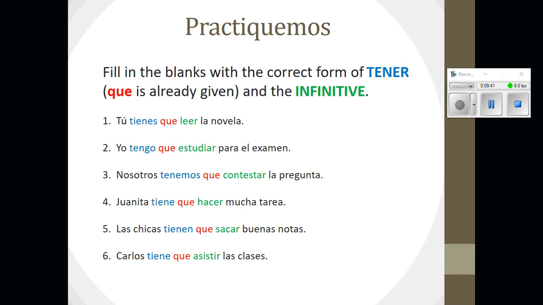Número 5. Las chicas tienen que sacar buenas notas. The girls have to get good grades. Las chicas is like saying they or ellas, so we have to use the correct form of tener, which would be tienen. And to get is sacar. Número 6. Carlos has to attend classes. Carlos tiene que asistir las clases. Carlos is like saying he or él, and the correct form of tener for that is tiene, and asistir is to attend.